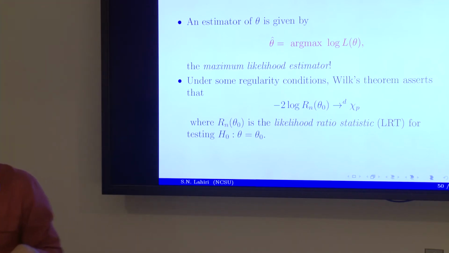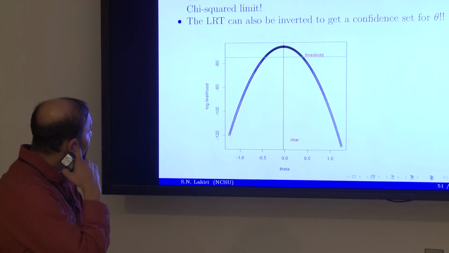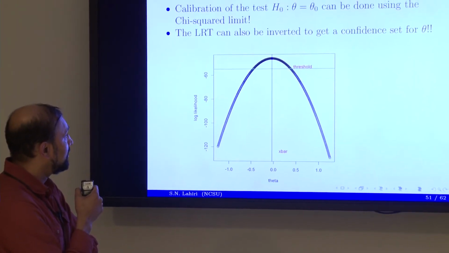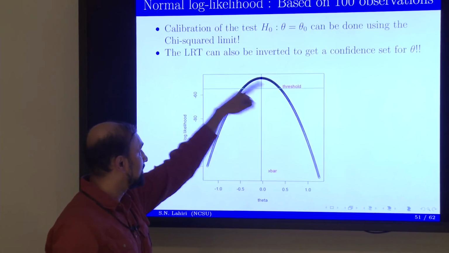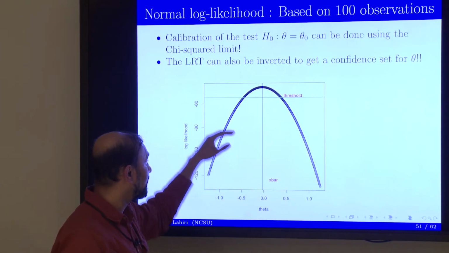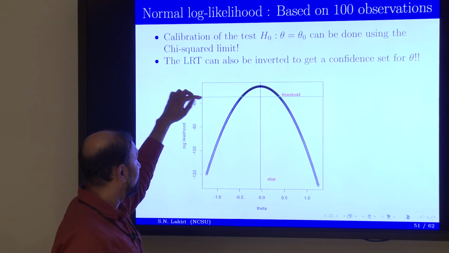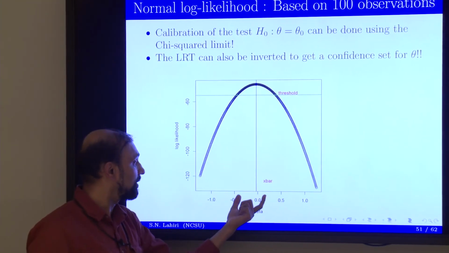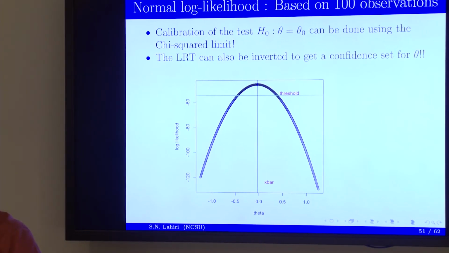And there are many optimality results about the likelihood ratio test when you have some regularity conditions. You can also get confidence intervals. Essentially, if this is the likelihood ratio statistic as a function of theta, you look at the set of values for which this exceeds a threshold, and this set of theta values will give you a confidence interval for the unknown parameter.